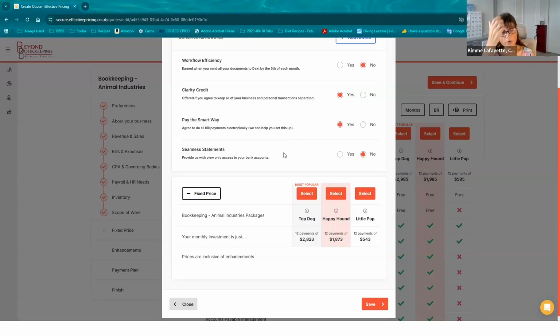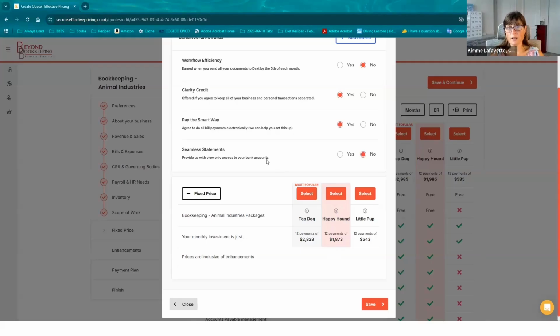And then the last reward that I like to offer to people with this package, Kate, is, oh, so you can see your payment came down a little bit more again there. And so this one we call seamless statements. And this is when you give us view only access. It says to your bank accounts, but it's really to anyone that you receive statements from.